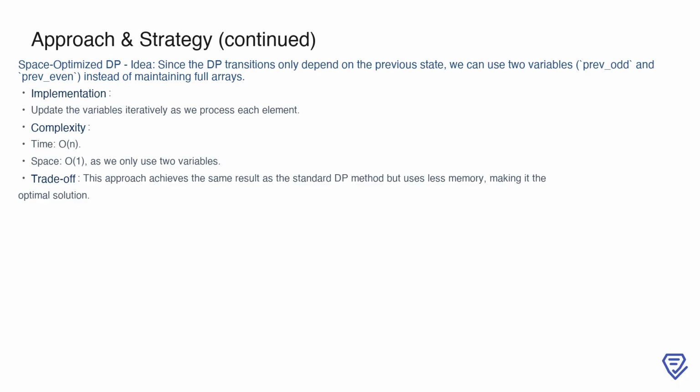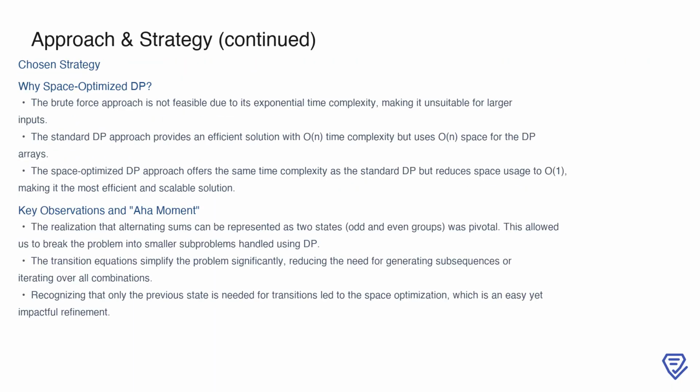This modification retains the O(n) time complexity while reducing space complexity from O(n) to O(1). By eliminating the need for extra memory, this approach becomes the most memory-efficient solution. Despite its simplicity, it delivers the same results as the standard dp method, making it an optimal choice for both time and space efficiency. The space-optimized dynamic programming approach emerges as the best strategy for solving this problem.